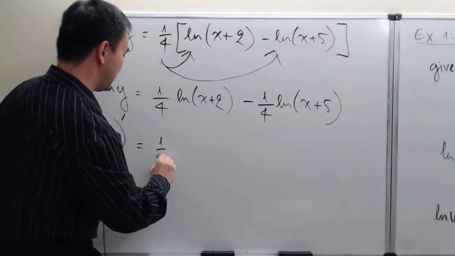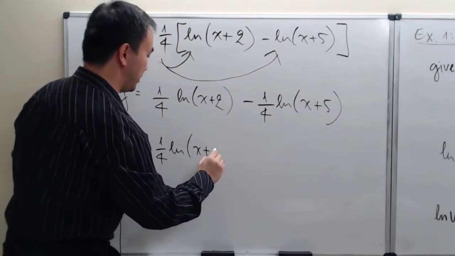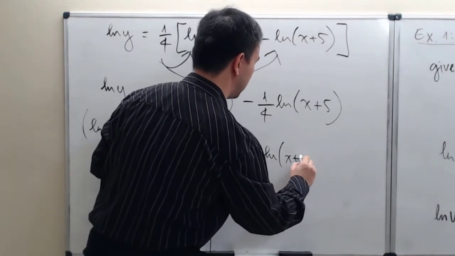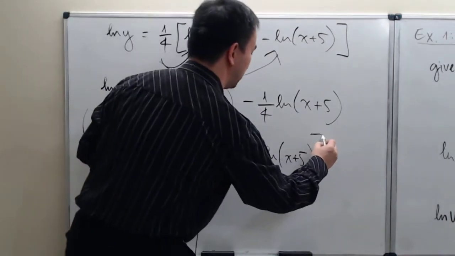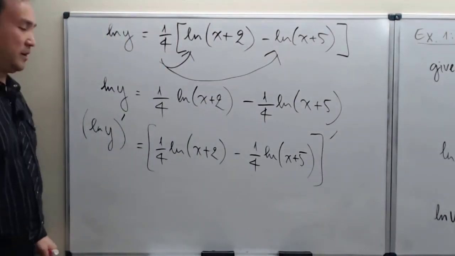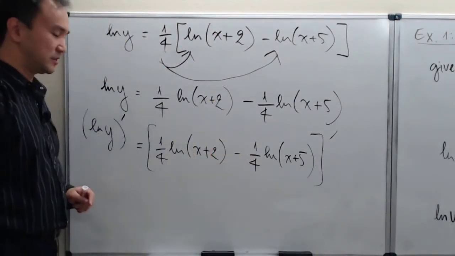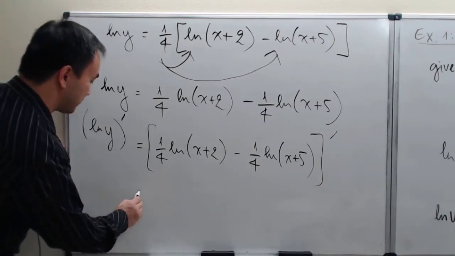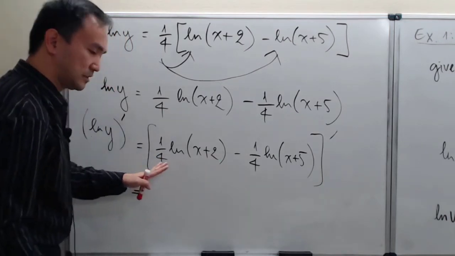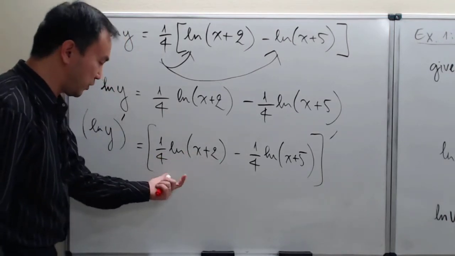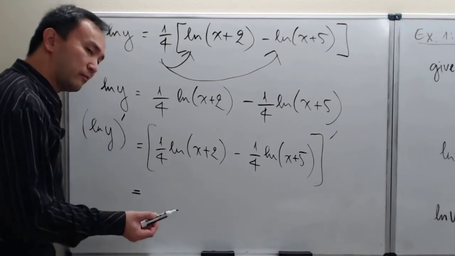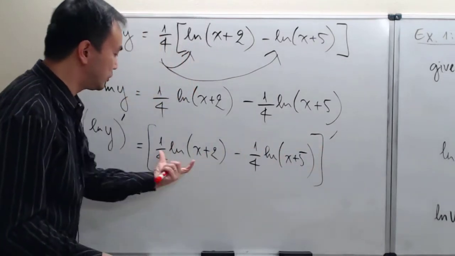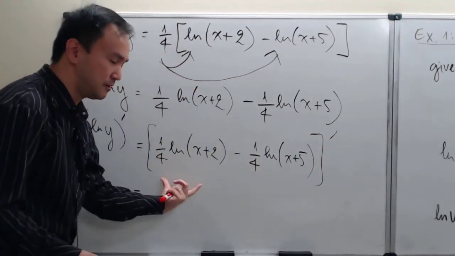So 1/4 natural log of x plus 2 minus 1/4 natural log of x plus 5. I'm now allowed to take a derivative in terms of x for the right hand side as well. We have seen that through different examples in the lectures when we studied how to find the derivative of logarithms, so each of these terms should come easily. And by the way, derivative laws allow us to break that into two separate derivatives, term by term.